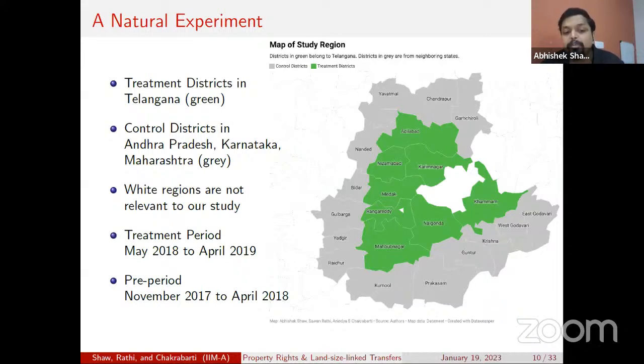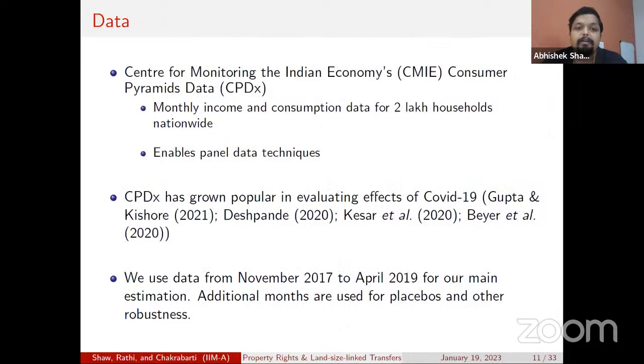And the treatment period we're looking at is May 2018 to April 2019. Why this period is because, as I said, in February 2019 PM Kisan is announced, and then transfers of that sort, other transfers, come in, which will actually contaminate our control regions and the treatment area. So to avoid that, we've restricted our treatment period till April 2019. In terms of the pre-period, we go back till November 2017, some sort of a reasonable going back in history, right? So that's the broad sense of the design.